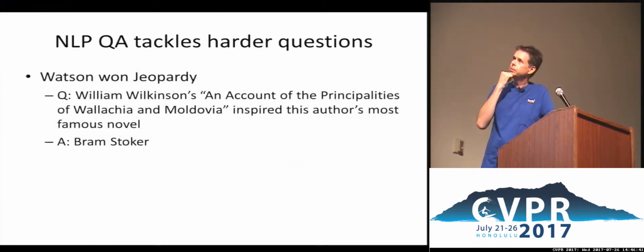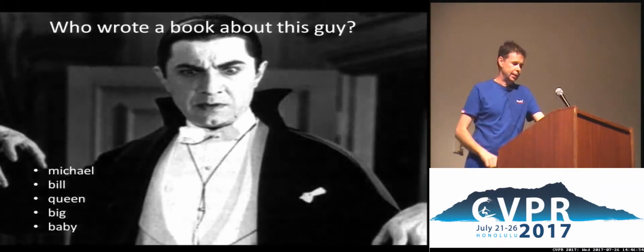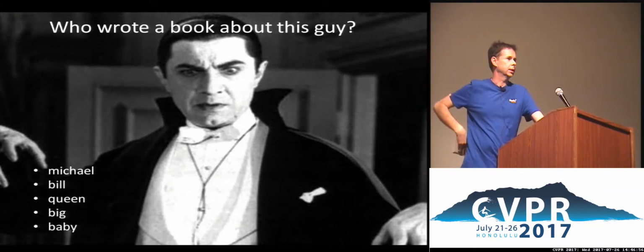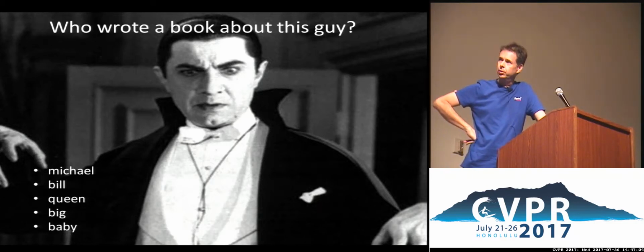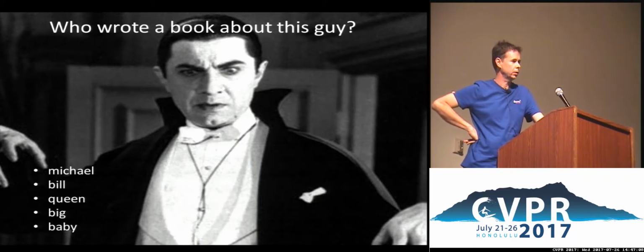Watson won Jeopardy by answering, "William Wilkinson's account of the principalities of, I don't even know how to say that, Wallachia and Moldavia inspired this author's most famous novel," and the answer is Bram Stoker. There's an obvious image-based corollary or equivalent of that. Who wrote the book about this guy? The answers that our method provided were Michael, Bill, Queen, Big, and Baby. Quite a long way from Watson's answer, I think.